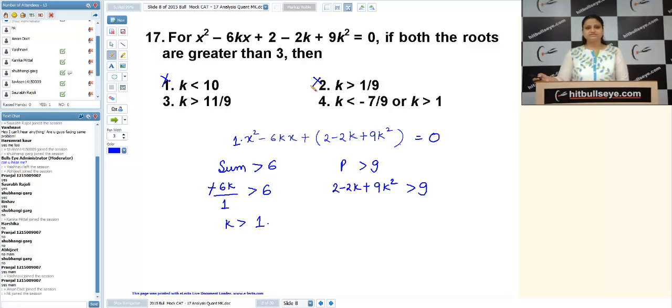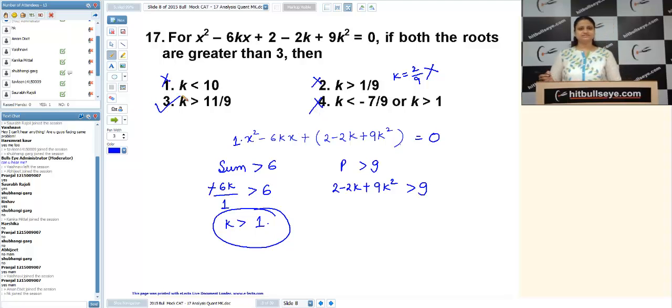Because the second option says k should be greater than 1 by 9. It means k is equal to 2 by 9. That is also acceptable, which is not so, because according to us, k should be more than 1 always. Yes. The fourth is also rejected. So we are left with only the third option, which is the answer.